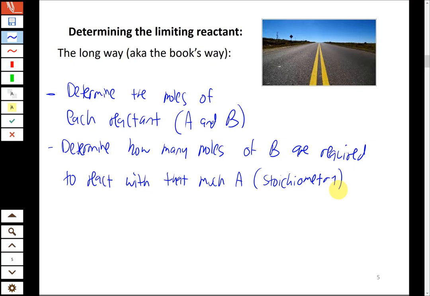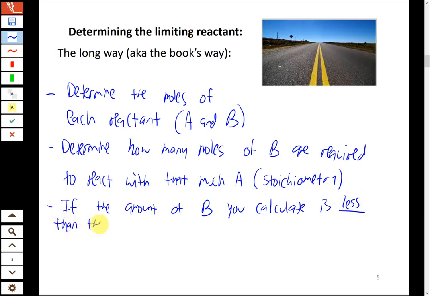But where it gets a little bit confusing is, okay, how do I interpret this number? You calculate an amount of B that's required, and you compare it to the amount of B that you actually have. And if the amount you calculate is less than the actual amount you have, see, it gets wordy just talking about it. So this is one of the reasons I don't like it, to be honest.